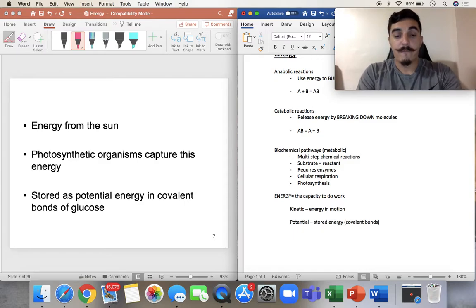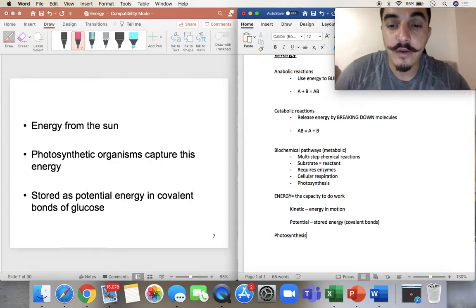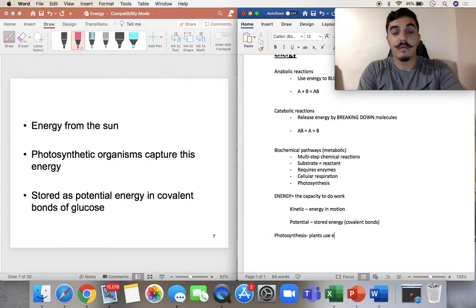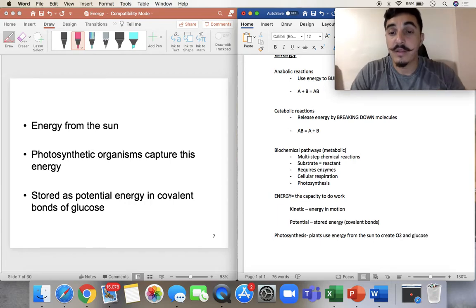So we can talk about photosynthesis a little bit. Okay, so photosynthesis is how plants are gonna use energy from the sun to create oxygen and glucose. Okay, so plants use that energy from the sun. So if the energy in the sun is just chilling there waiting to be used, that would be potential, right? Once they take it, once they use it, that would be kinetic energy.